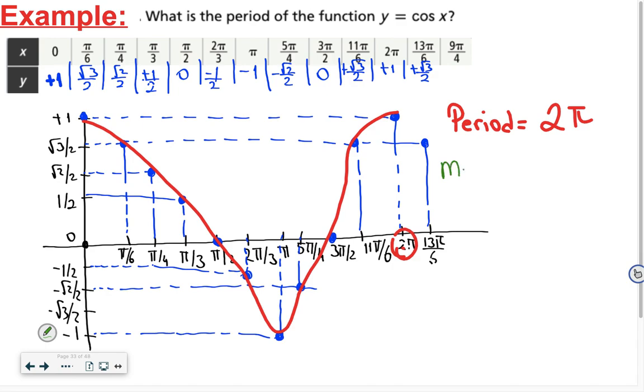First of all, midline. To be able to find the midline, you need to determine the maximum and minimum points. What is the maximum of this function? It is positive 1. What is the minimum? It is negative 1. So remember that you need to add them up and divide by 2. Positive 1 plus negative 1 will be 0. So y is equal to 0, the x-axis, is your midline.